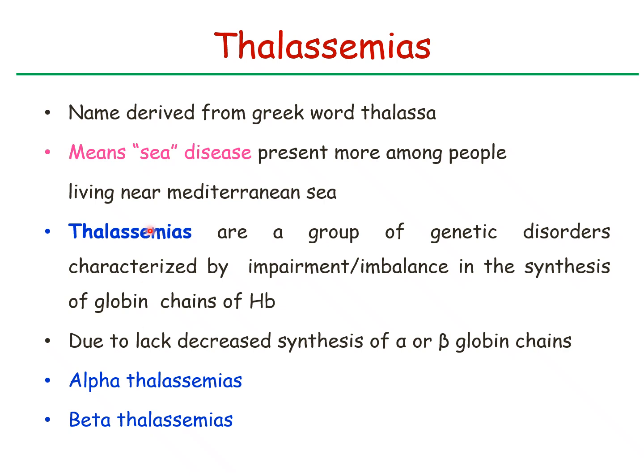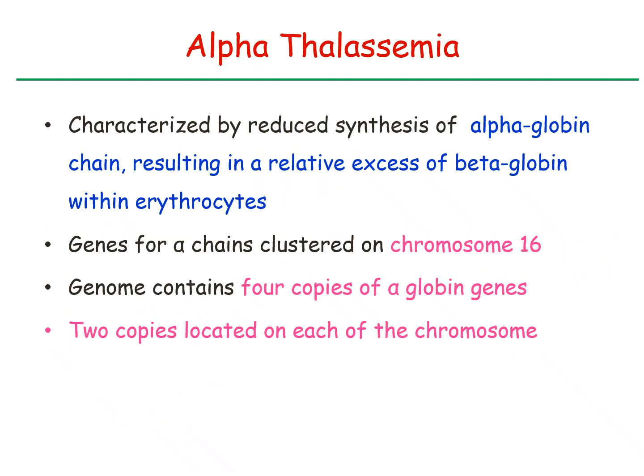So next, thalassemia, a name derived from the Greek word thalassa, which is nothing but the Mediterranean Sea. Mostly the people in that part will be affected. Thalassemias are a group of genetic disorders characterized by imbalance in the synthesis of globin chains. Here, due to decreased synthesis of alpha or beta globin chain, they are of two types. One is alpha thalassemia, another one is beta thalassemia. If there is any defect in the alpha subunit, alpha thalassemia. If there is any defect in the beta subunit, beta thalassemia. We will see in brief.